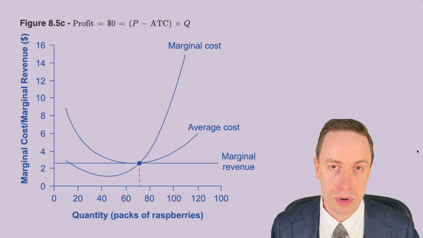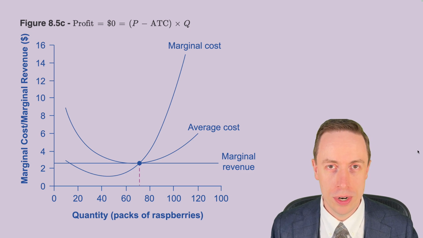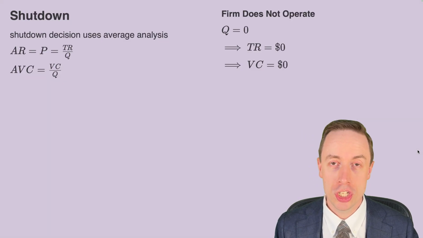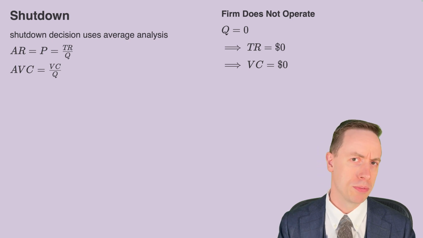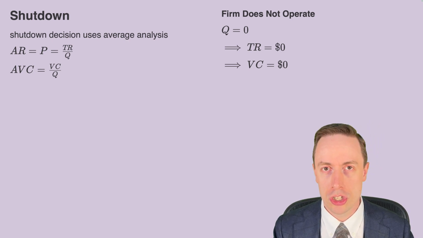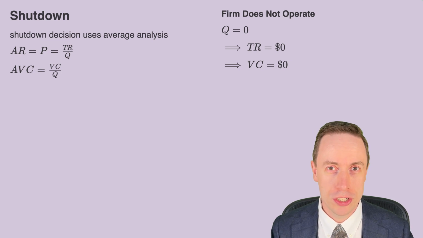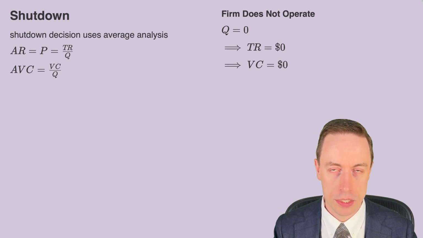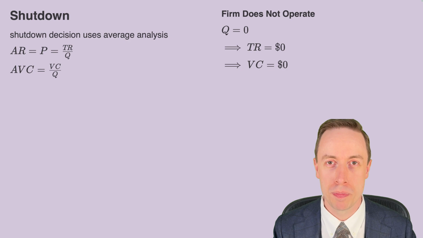But to look at it in greater detail, it is time for us to learn about our next business rule, the shutdown rule. All right, so let's be really precise what shutdown means here. Shutdown is a condition where your business very much still exists. It's not going out of business, but it's producing nothing. It's at quantity zero. It's suspended, if you will.